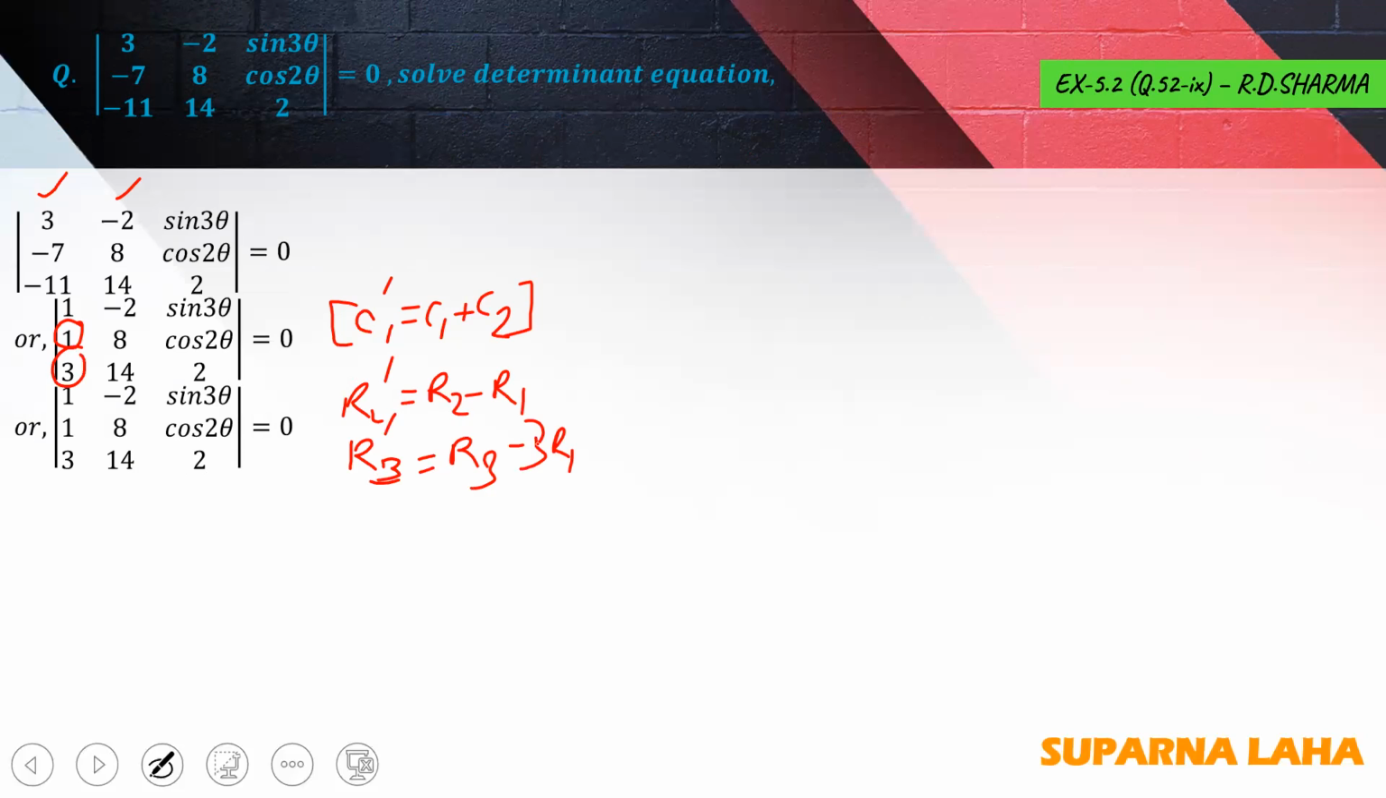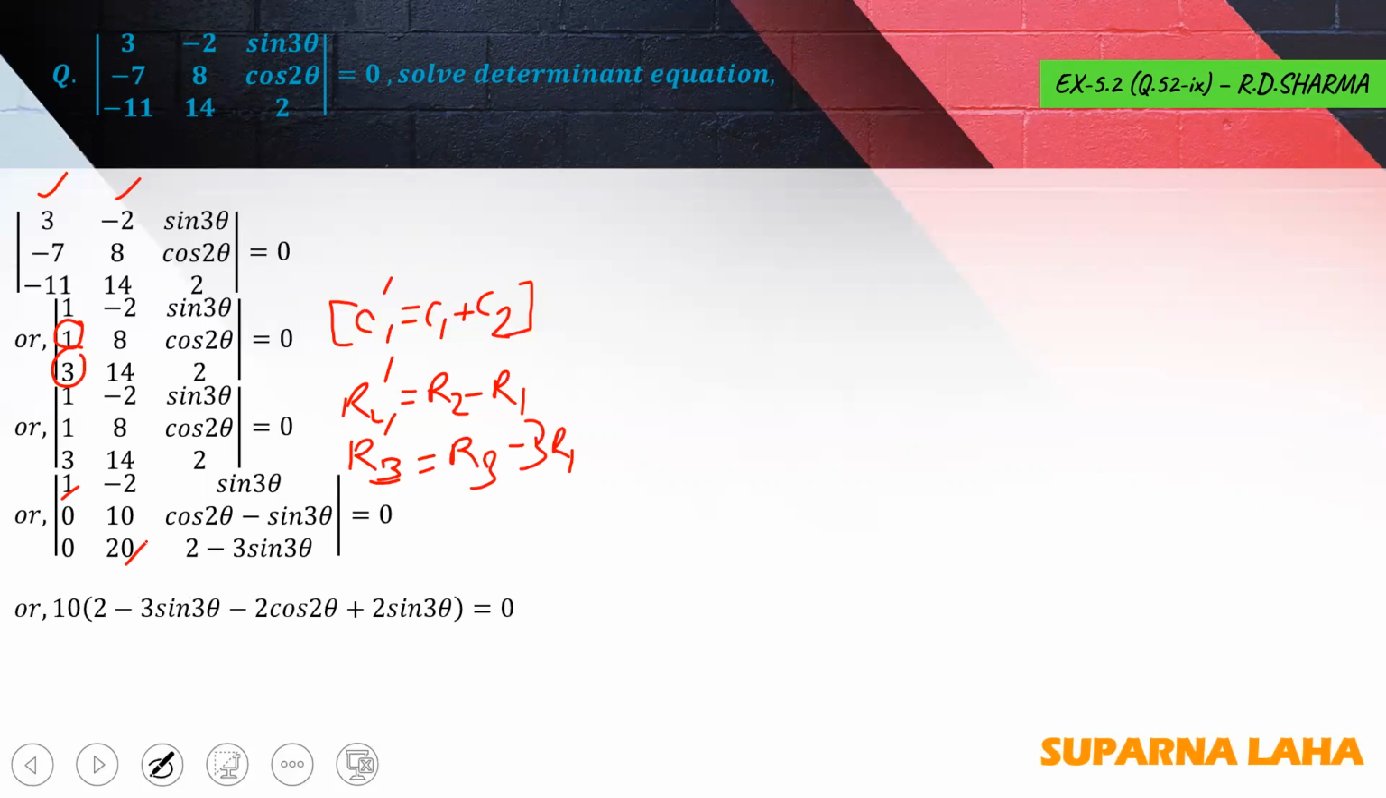Right? So write it down. So 0, 10 and then cos 2 theta minus sin 3 theta and 20 and then 2 minus 3 sin 3 theta. Now just expand this determinant with respect to the first column. So you will find, taking common this 10 from here, this 2 minus 3 sin theta minus 2 cos 2 theta, minus of minus plus, that is 2 sin 3 theta. Clear? Now sin 3 theta, sin 3 theta.